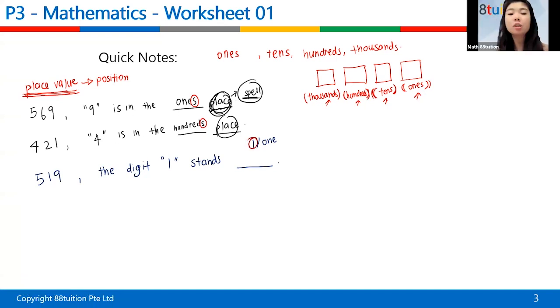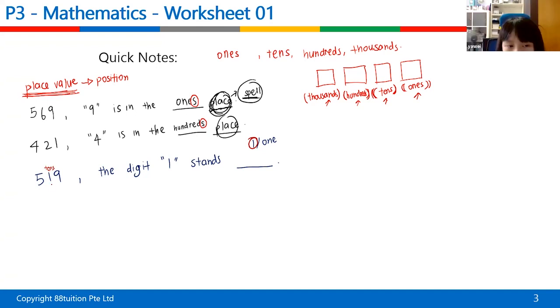I'm surprised. The teacher mentioned all this in the video. You all are not paying attention. So Sakti, what do you think? Do you think Jingjie's answer is correct? No. In 519, does the digit 1 only stand for 1? Sakti, what should be the correct answer? It must be tens. Good. So, Jingjie, do you notice this is in the tens place?